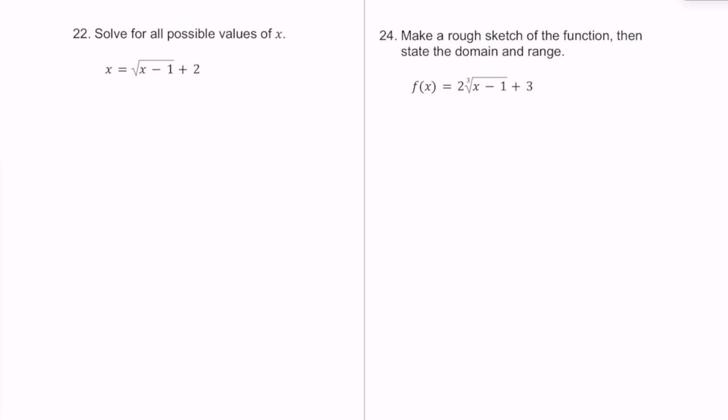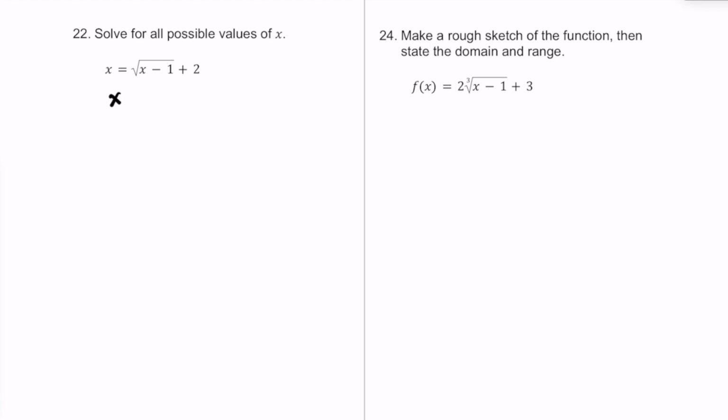All right, in number 22, we have to solve for all the possible values of x again. We have x is equal to the square root of x minus 1 plus 2. Now, just like in the last one, we want to get this by itself. In the last problem, though, this radical is already by itself. Let's go ahead and take away this 2 from both sides so we can isolate the radical.